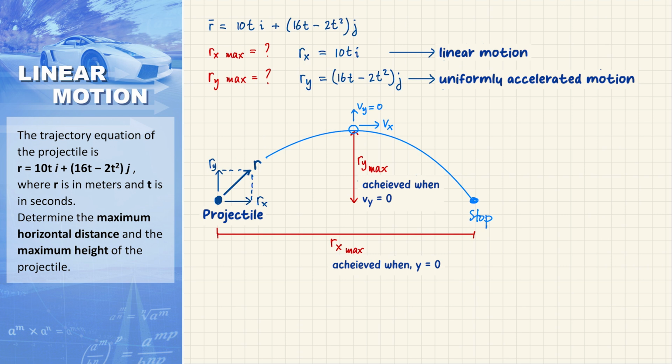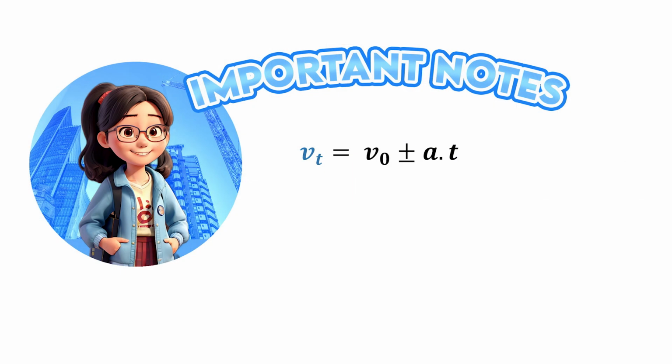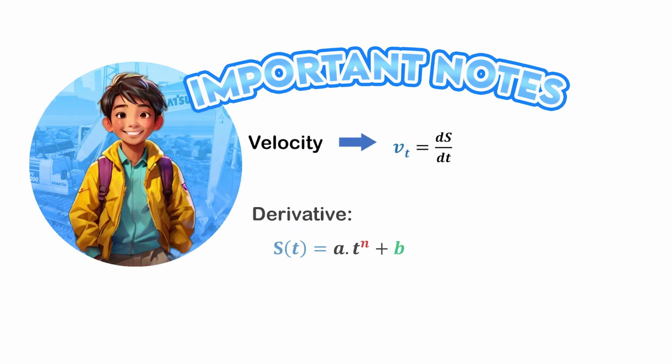Now, let's return to this trajectory graph. We have successfully answered the question, and we get that our x maximum is 80 meters, and our y maximum is 32 meters. Thank you for following this problem discussion. Here are important notes related to uniformly accelerated motion and the simple derivative rule.